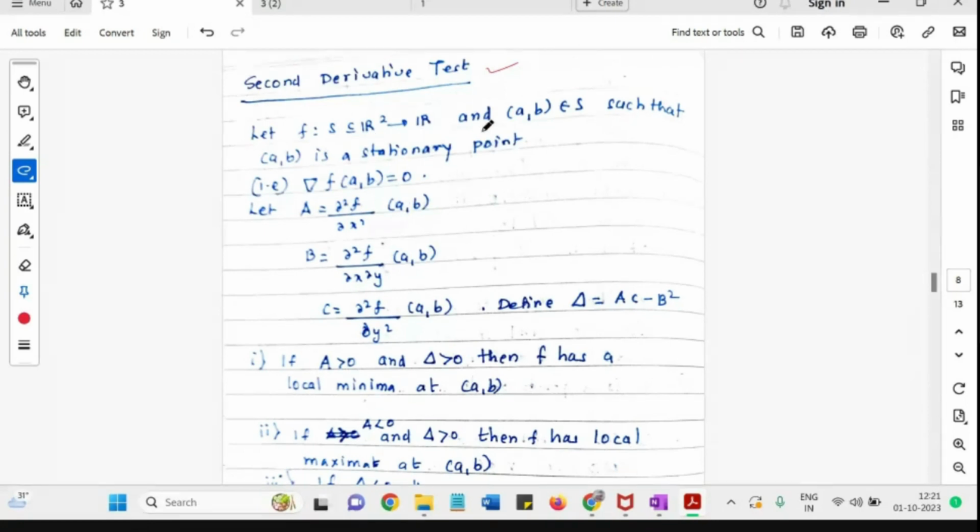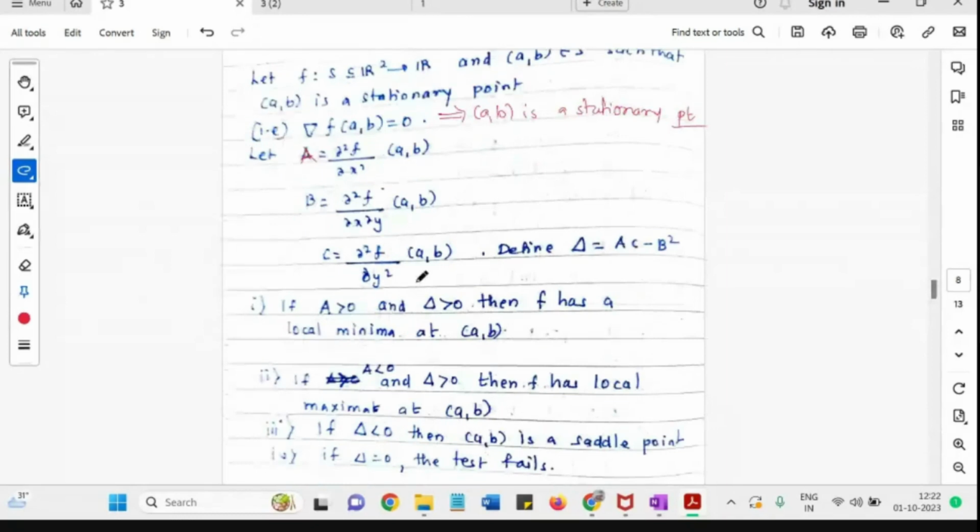So I have a function f, and (a, b) is a point such that the gradient of f at (a, b) is 0, leading to the conclusion that (a, b) is a stationary point. Now let us calculate the second order derivative. Let capital A be equal to ∂²f/∂x² at (a, b). Capital B is equal to ∂²f/∂x∂y at (a, b). Capital C is equal to ∂²f/∂y² at (a, b).